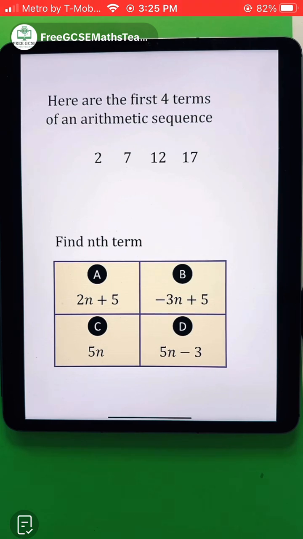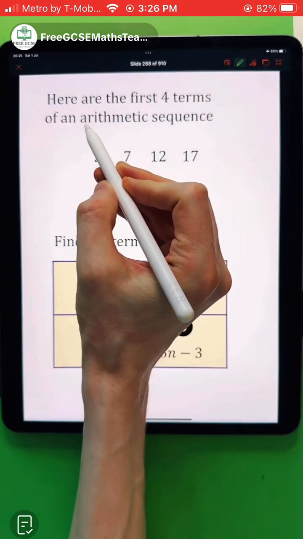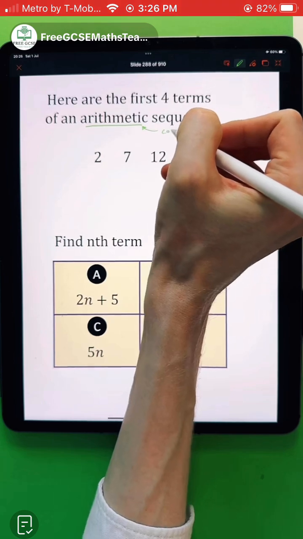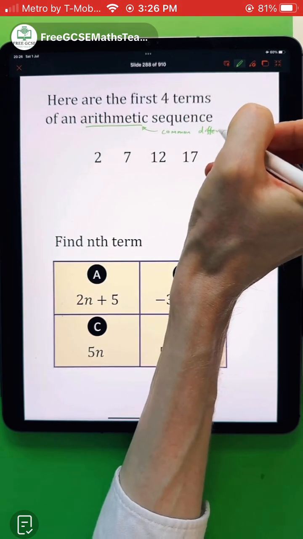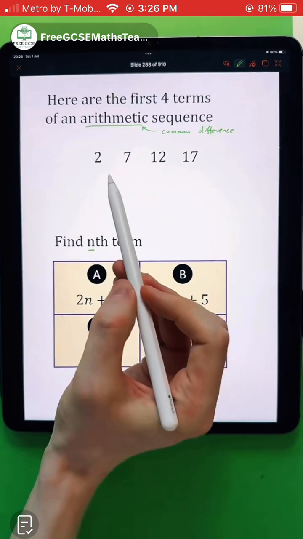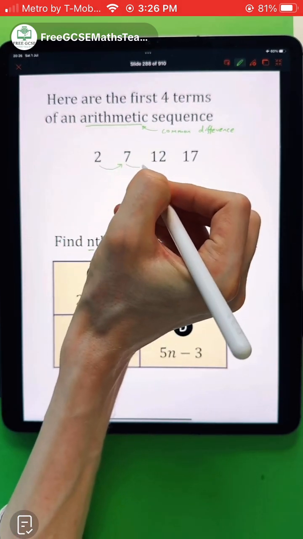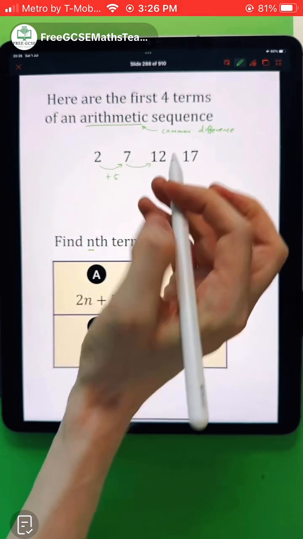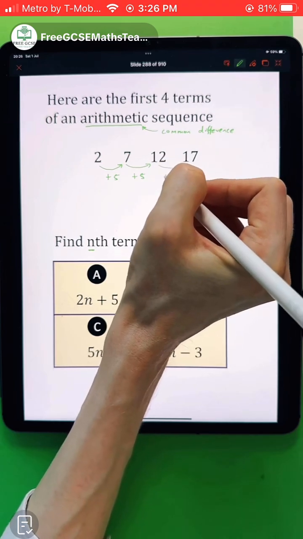So for this one, it's an arithmetic sequence, and that's important. An arithmetic sequence means it's increasing or decreasing by a common difference. So to find the nth term, our first step is to work out this common difference, i.e. our term-to-term rule. In this case, how do I get from 2 to 7? Well, I simply add on 5. How do I get from 7 to 12? Again, I add on 5. And how do I get from 12 to 17? Once again, I add on 5.